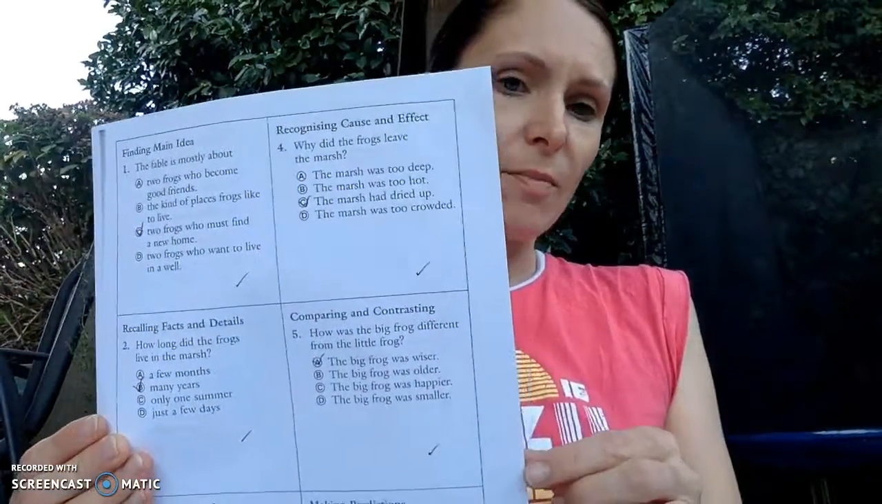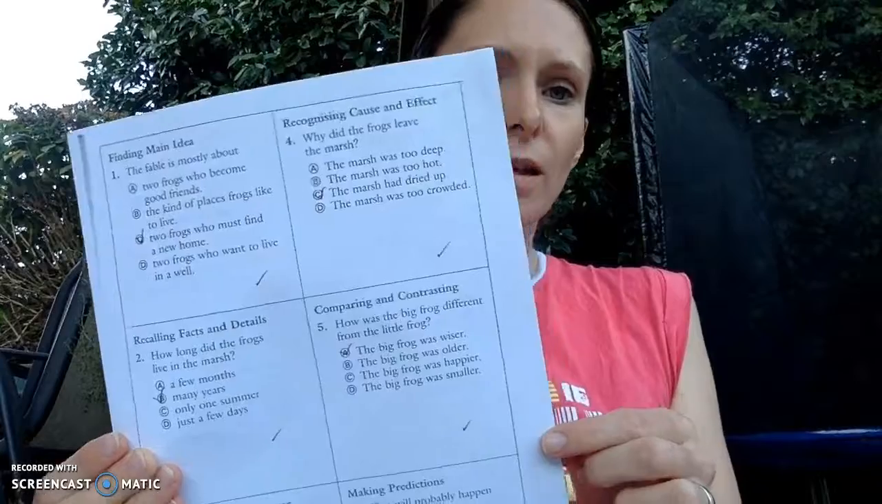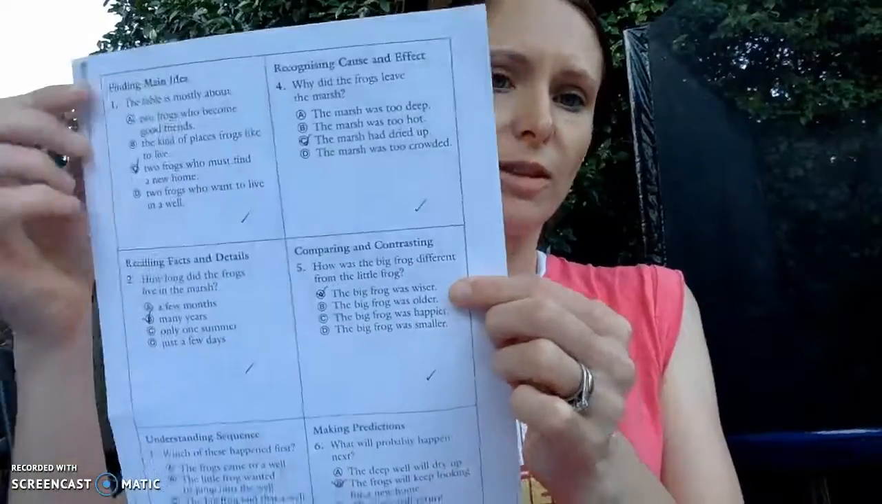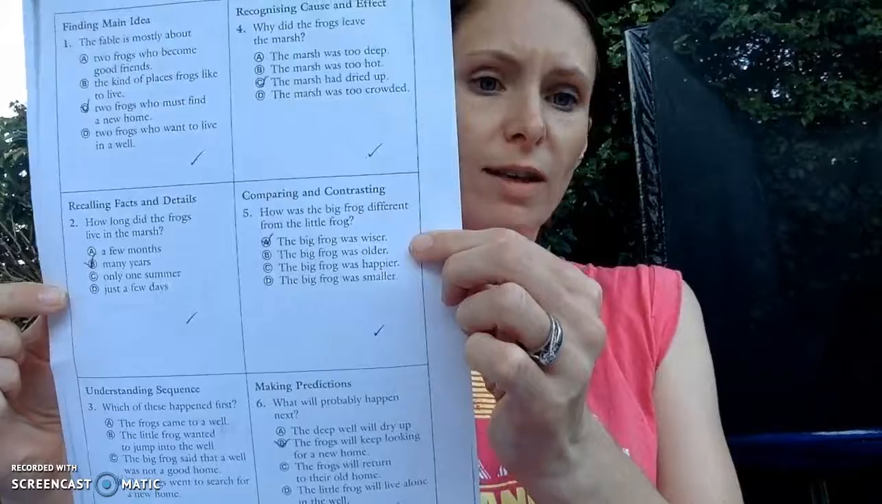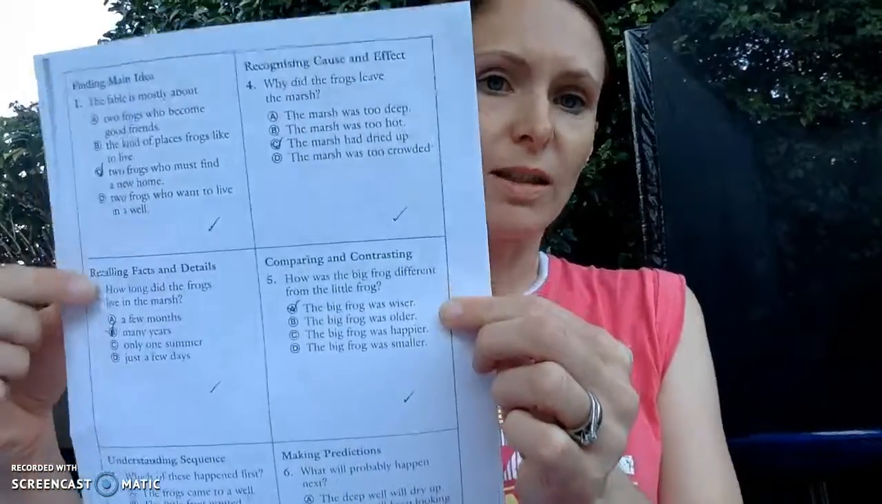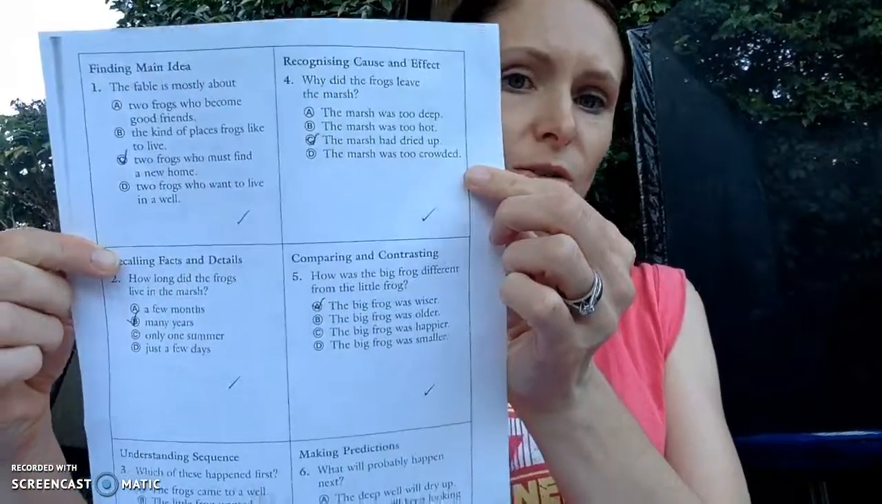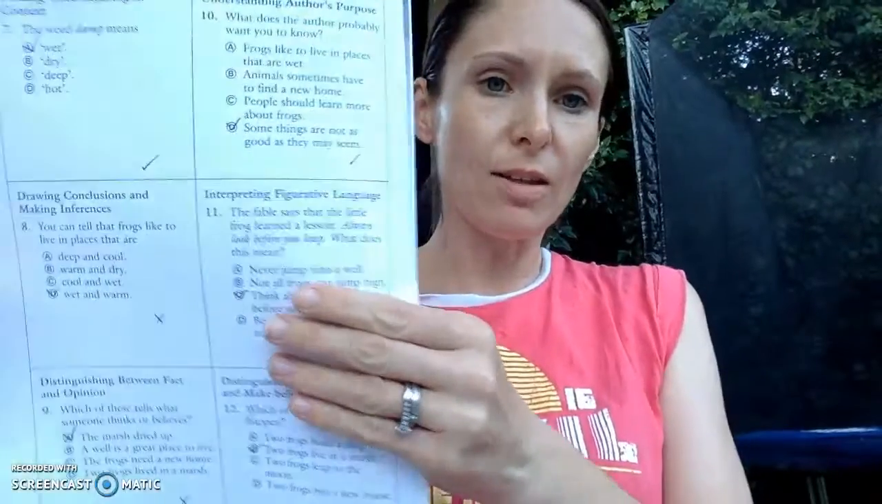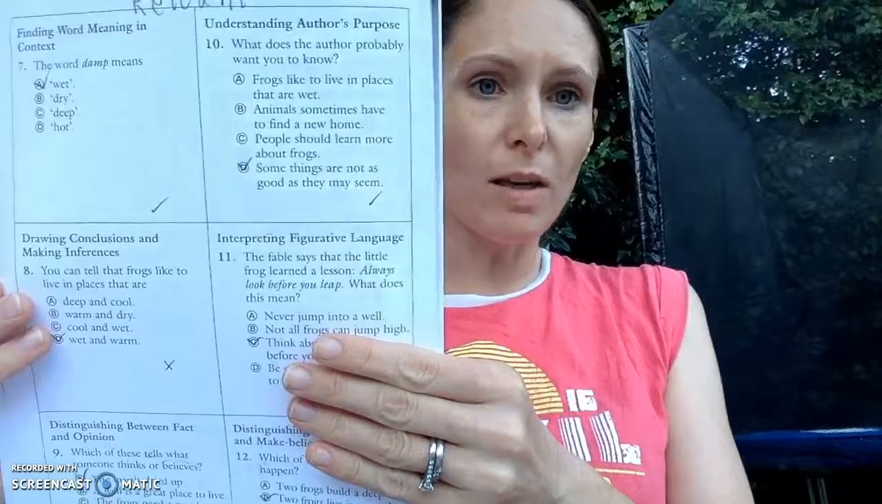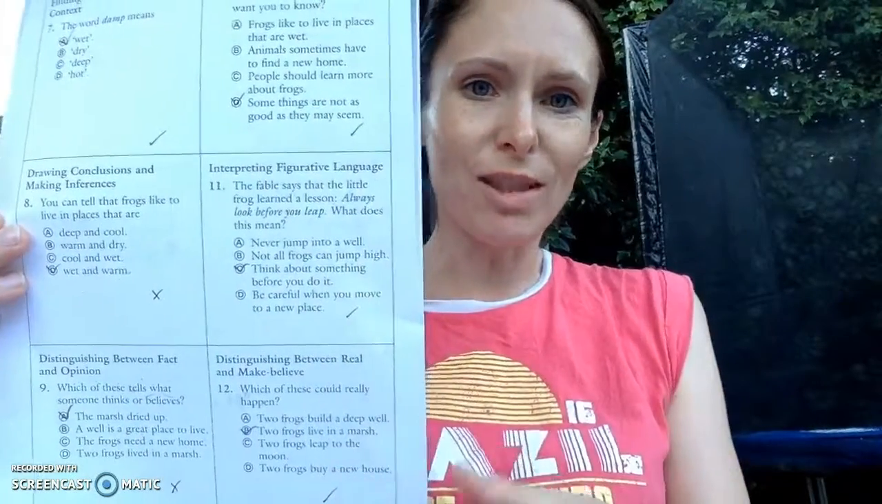So, for example, here this student has to read about a fable, and then it's got different topics, so different comprehension strategies that students need to know. So finding the main idea, recalling facts and details, understanding sequence, recognizing cause and effect, comparing and contrasting, making predictions, and then turn it over, finding word meaning in context, drawing conclusions, making inferences, and you can read the rest.